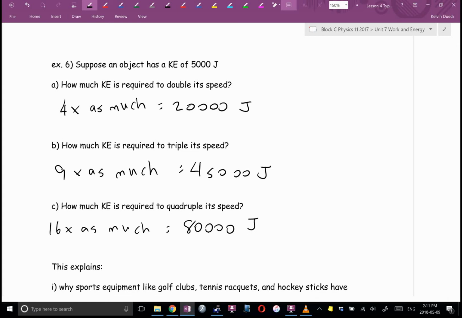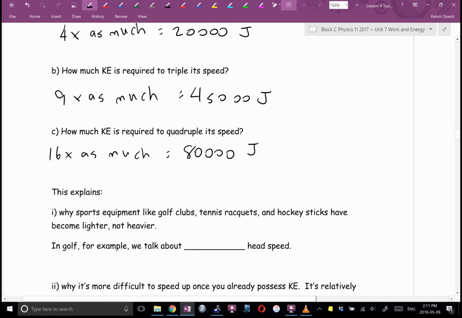Just saying. This also explains why sports equipment like golf clubs, tennis rackets and hockey sticks, any sport where you strike another object, become lighter, not heavier, because in golf, for example, we talk about club head speed. You're trading off a bit with the mass because there is an M in the equation, but is there a squared on the M? Where is the squared in the equation? It'll be a little lighter to be able to go faster. You're going to get way more bang for your buck with that V squared.